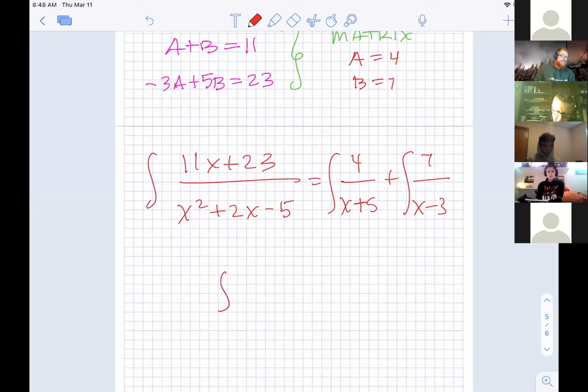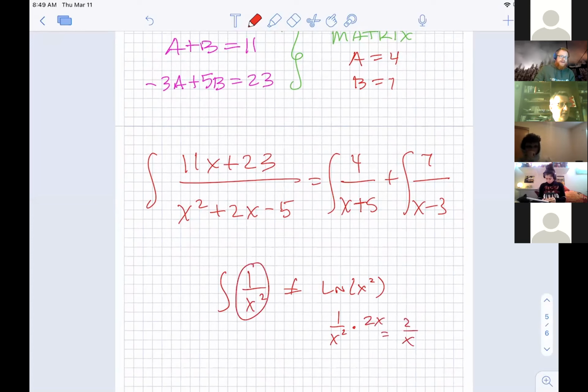Just a side note, but if I said, what's the integral of 1 over x squared? It is not the natural log of x squared. Do you understand that? It seems like it would be, but take the derivative of natural log of x squared. Isn't the derivative of natural log of x squared 1 over x squared? But because the derivative of the x squared is not nothing, I have to say times the derivative of x squared, which is 2x. And I end up getting 2 over x. That doesn't work. I didn't get the right answer. Because of the chain rule.